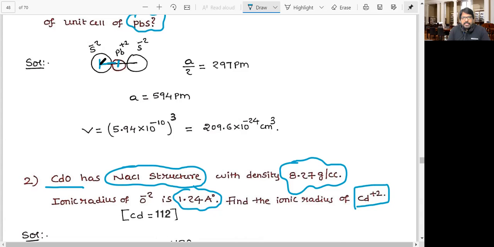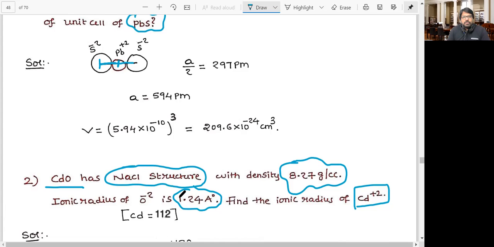So we can take the arrangement of particles along the edge. In that situation, each edge has 2 anions and 1 cation. And if you can find the value of edge length, you can easily find the radius of cadmium plus 2. But here edge length is not given. Instead of edge length, he gave the ionic radius of oxide ion.